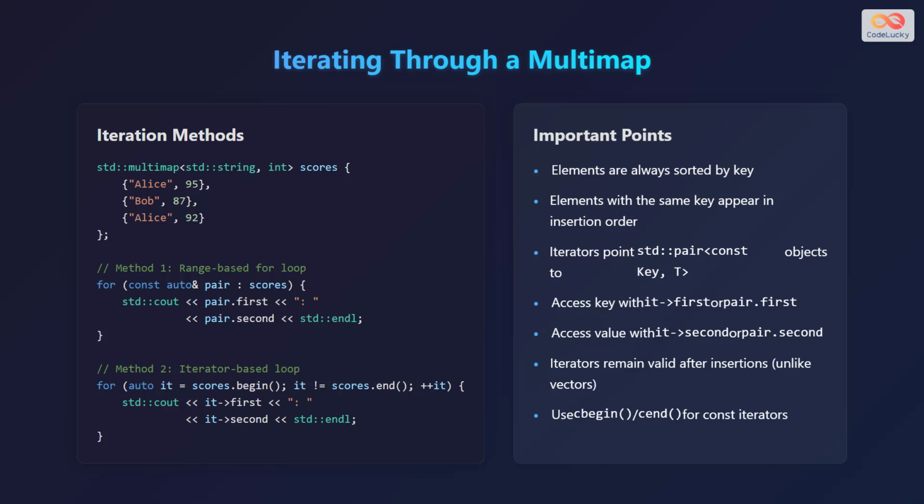Elements in a multimap are always sorted by key, and elements with the same key appear in the order they were inserted. Iterators in a multimap point to std::pair<const Key, T> objects, where T is the value type. It's important to note that iterators remain valid after insertions, which is different from vectors. If you don't need to modify the elements, you can use cbegin and cend to obtain constant iterators.